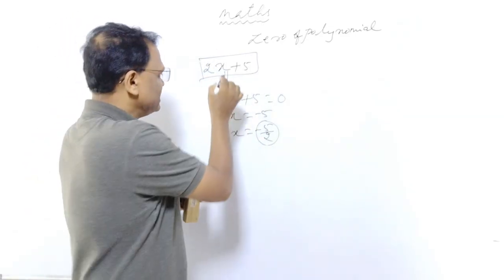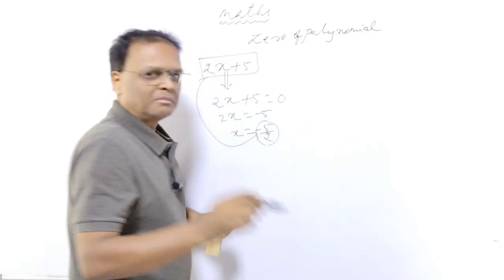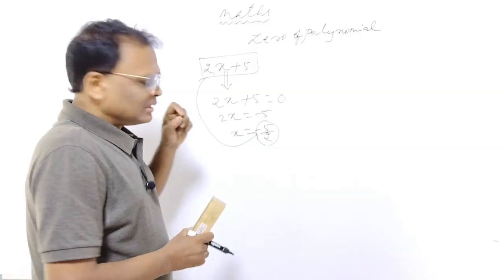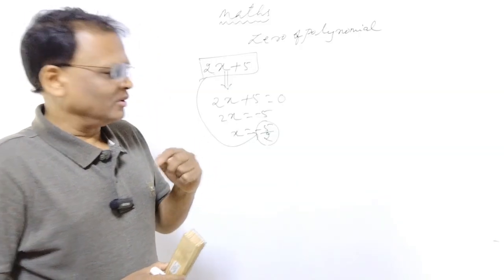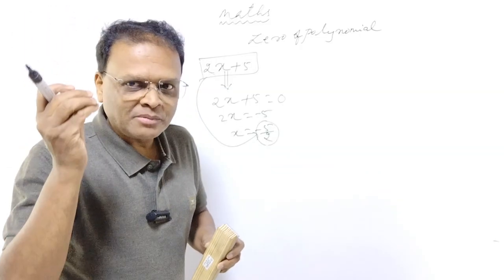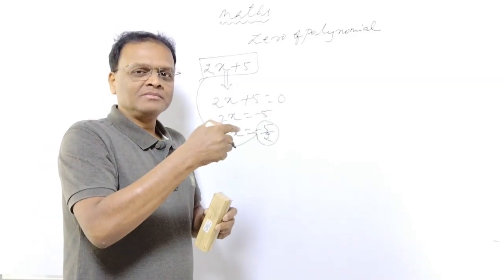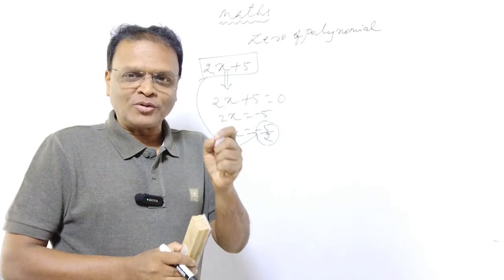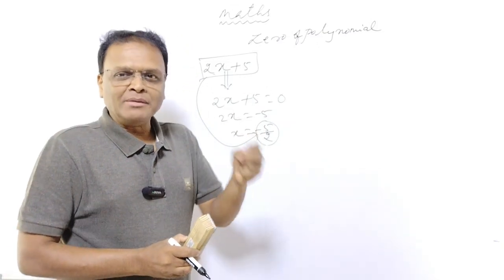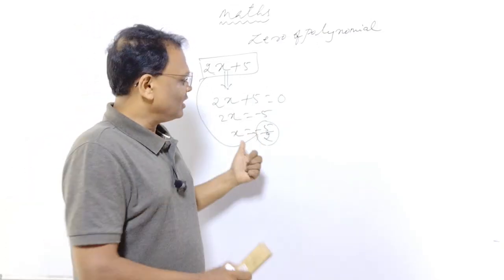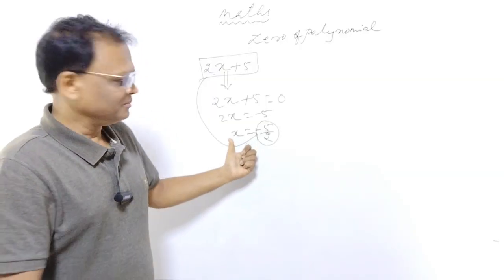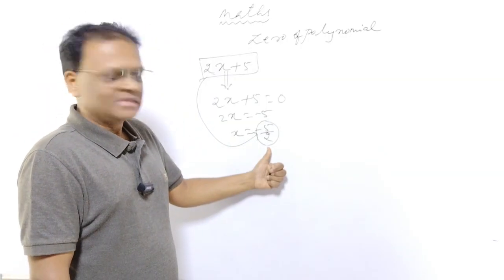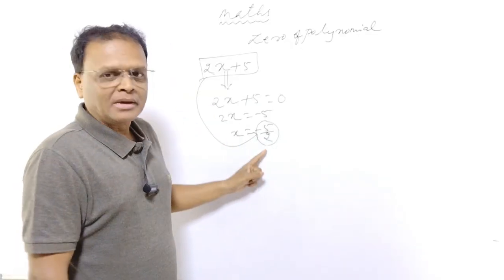The 0 of this polynomial is nothing but minus 5 by 2. I think here it is getting clear. If I find the 0 of a polynomial, you must keep in mind you are finding the x value. If I am finding the 0 of the given polynomial, I will find what exactly the value of x is. If I found x, I got the 0 of this polynomial. So the 0 of this polynomial is minus 5 by 2.